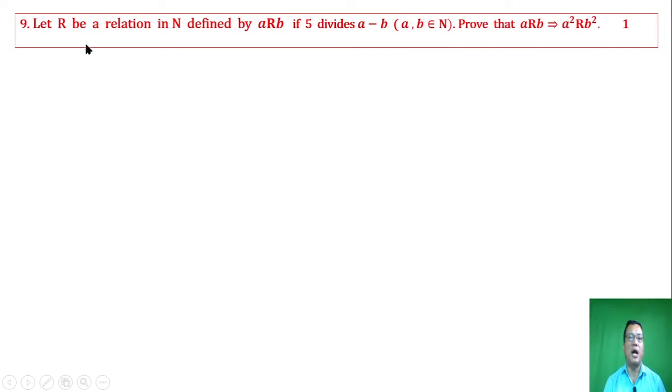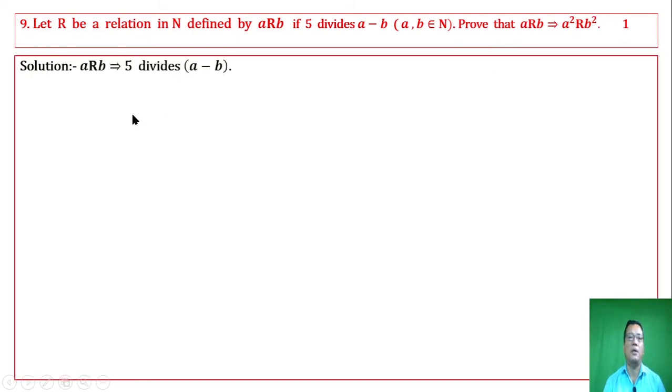Question number 9. Let R be a relation in N defined by A is related to B if 5 divides A minus B, where A, B belongs to N. Prove that A related to B implies A square related to B square. A related to B implies 5 divides A minus B, and 5 divides A minus B into A plus B. 5 divides A square minus B square, which shows that A square is related to B square.